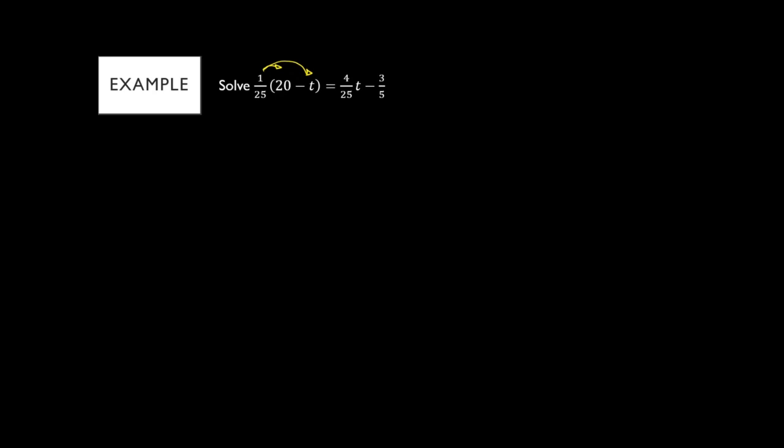So 1/25 times 20, that would be 20/1. So when you multiply it, you get 20/25. And then when you multiply it by t, it just becomes the number in front. So we have minus 1 over 25t. And then the right side, we're not going to do anything. So that's going to be 4 over 25t minus 3 over 5. So always distribute first, and then you want to get rid of the fractions.